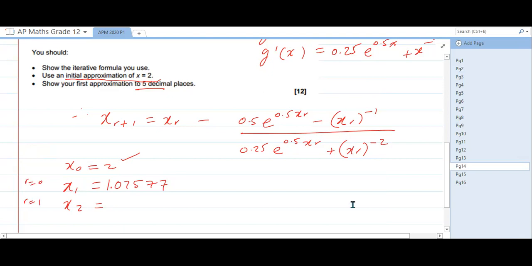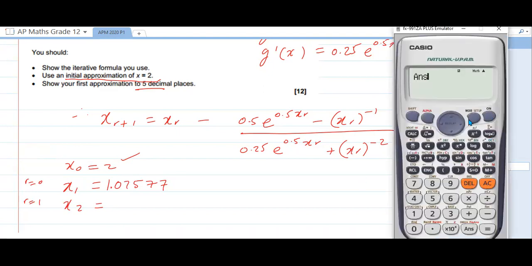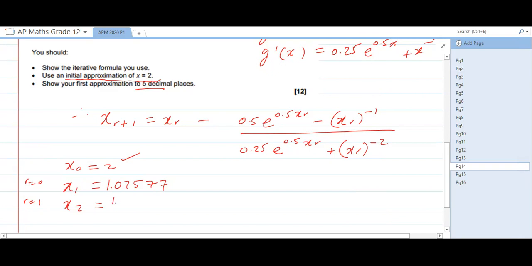So all I'm going to do is just press answer again. It's a cheat method. Oh, sorry, not answer. Let's go back. Delete. I'm supposed to be pressing equals. I'm going to press equals again, and I'm going to get 1.13255. We want to round off to 5 decimal places. Then press equals again.